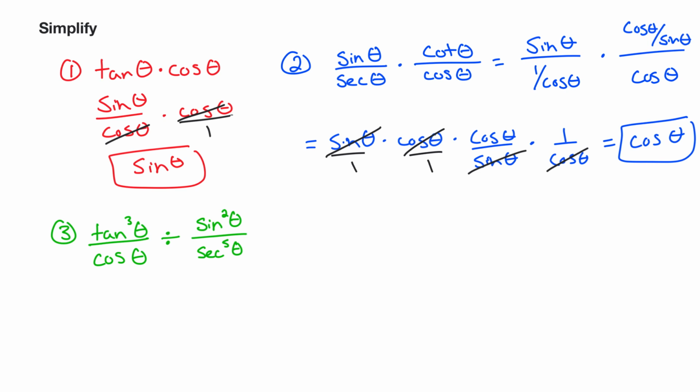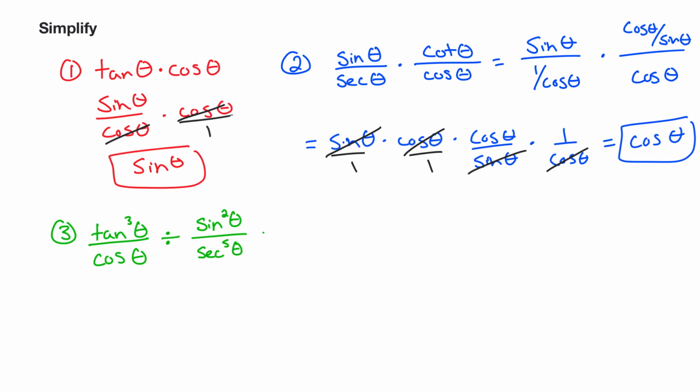Problem number 3 is when we start dealing with division, but also exponents. I have tangent cubed divided by cosine, divided by sine squared over secant to the 5th. I'm going to do two things at once. One, I'm going to flip and multiply what I'm dividing by, because whenever you're dividing by a fraction, you can multiply by the reciprocal. But I'm also going to turn everything into sines and cosines.